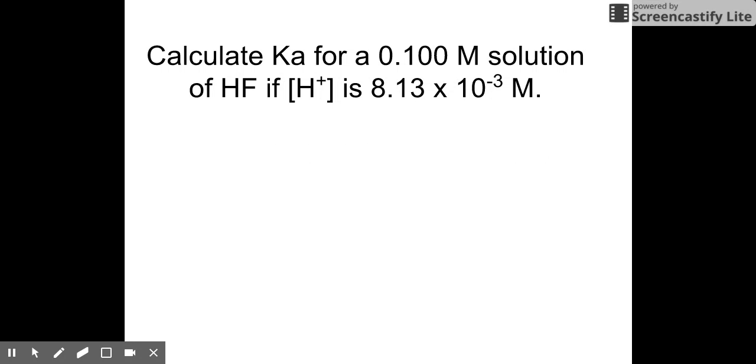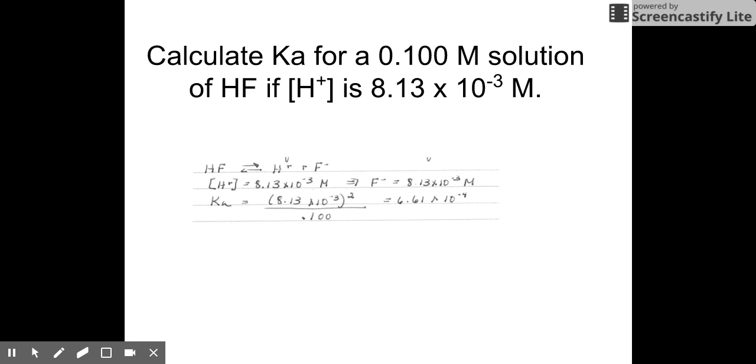Okay, so let's start to do this. The question is, calculate the Ka for a 0.1 molar solution of HF if the hydrogen ion concentration is 8.13 times 10 to the negative third molar. So let me show you the answer for this. Again, as I mentioned earlier, whenever you're doing a Ka calculation, no matter how simple and no matter how many times you've done it before, I still want you to write out the equation.